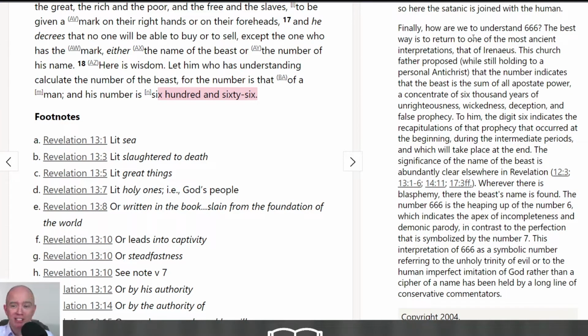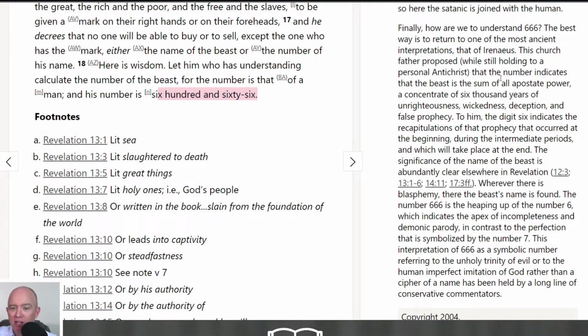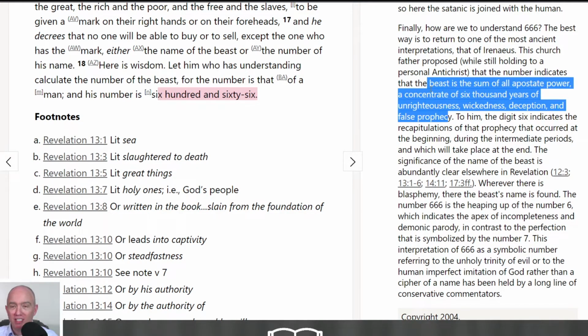How are we to understand 666? The best way is to return to one of the most ancient interpretations, that of Irenaeus. This church father proposed, while still holding to the personal Antichrist. So he's suggesting that there was still a view that there was going to be an actual Antichrist, that the number indicates that the beast is the sum of all apostate power, a concentrate of 6,000 years of unrighteousness, wickedness, and deception and false prophecy.